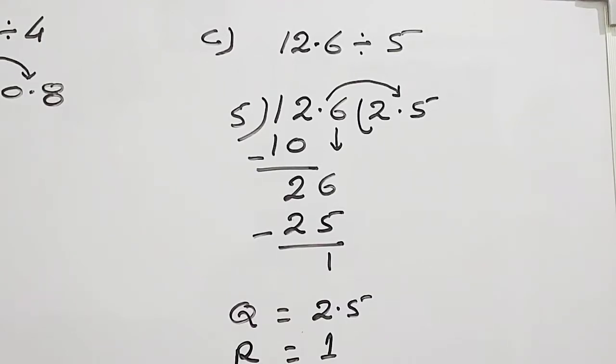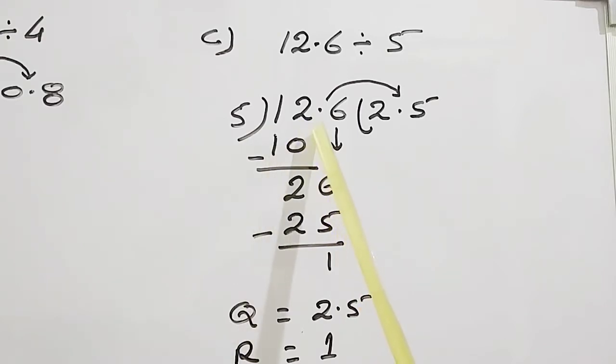Question number C. 12.6 divided by 5. Divisor is 5, written on the left side of the division sign, and the dividend is 12.6. So first, if we take one digit, the first digit of the dividend, then it is 1. 1 is less than 5. So we take 2 digits. When we take 2 digits, it is 12. 5 taken 2 times gives 10, which is less than 12. Subtract 10 from 12, it is 2.